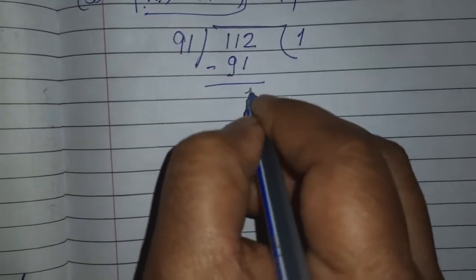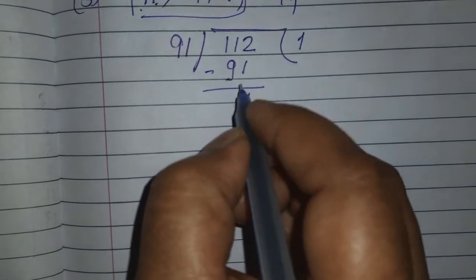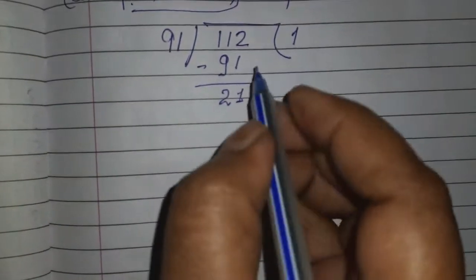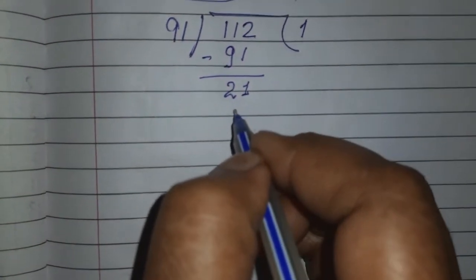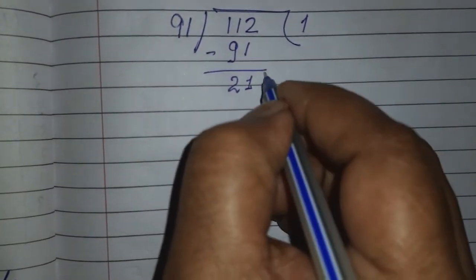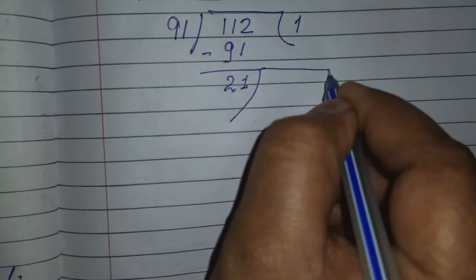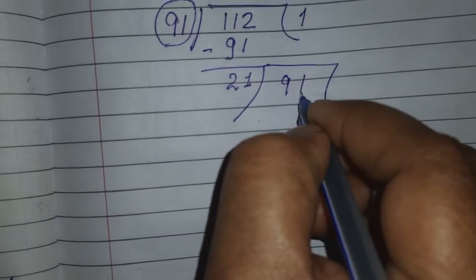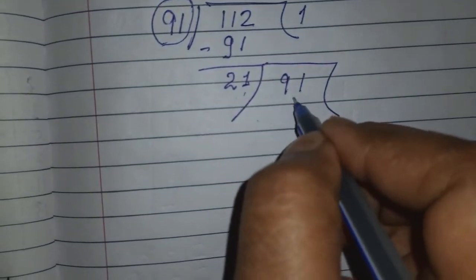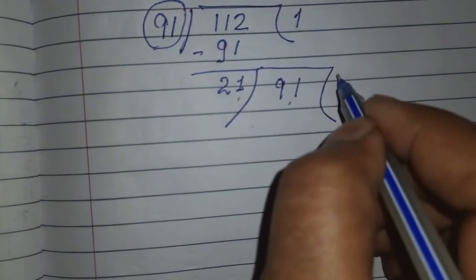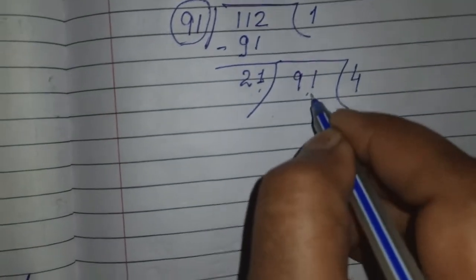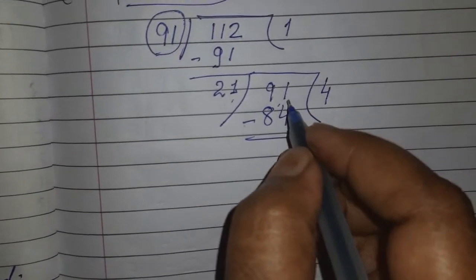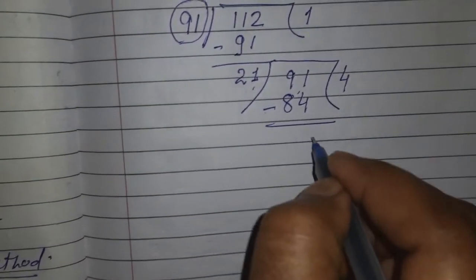From 2 subtract 1, 1. From 11, 2. Now this 21 is the remainder. So what you do? Again make this remainder the divisor, and which number will come inside here? This divisor 91. Okay. So when you divide 91 by 21, 21 4s are 84. 4 ones are 4 and 4 2s are 8. Now from 11 subtract 4, you will get 7.